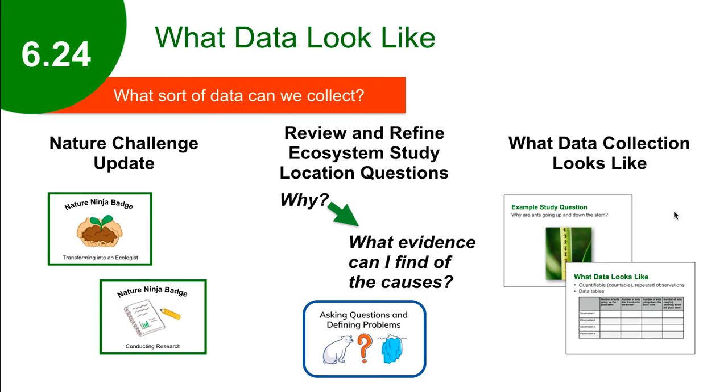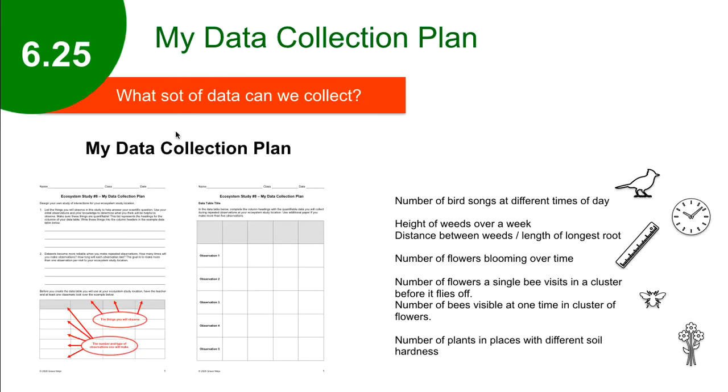And we show a presentation with sample observations about ants crawling up a stem to illustrate for students how they can collect quantitative data based on counting and measuring, and also qualitative data based on using their other senses. In 6.25, students will develop their own data collection plan using Ecosystem Study handout number 6 as a scaffold. Here are a few examples of some past data collection plans.